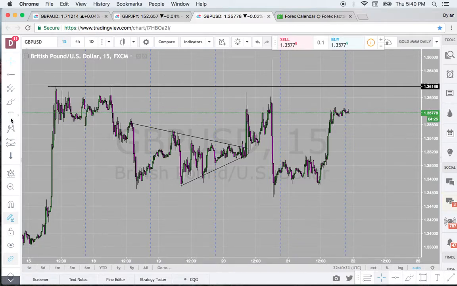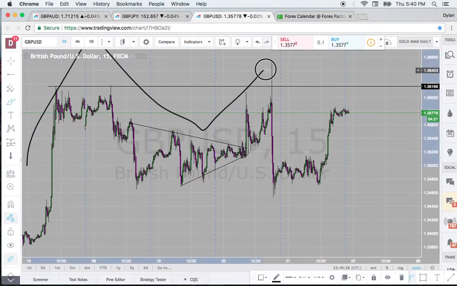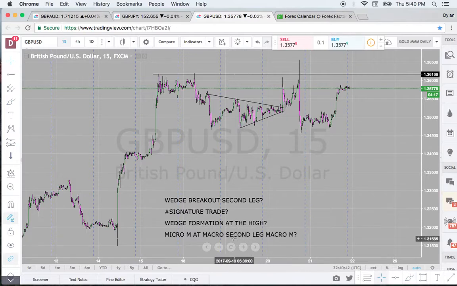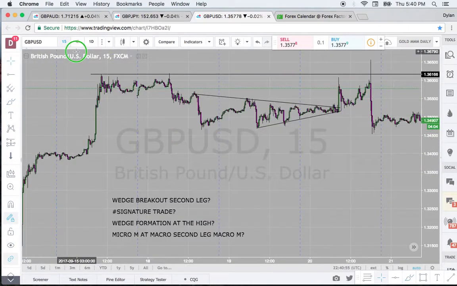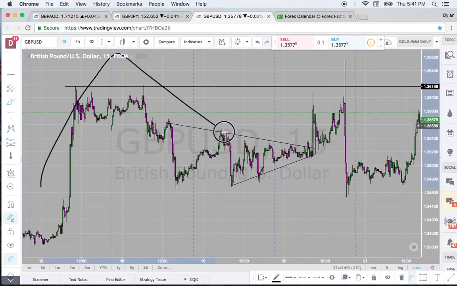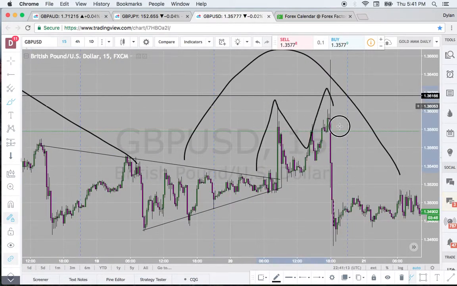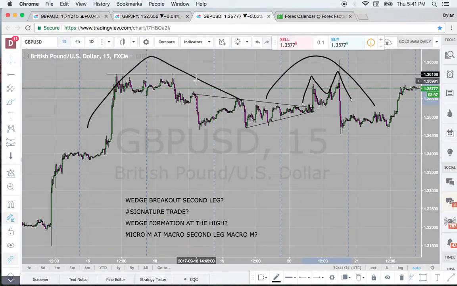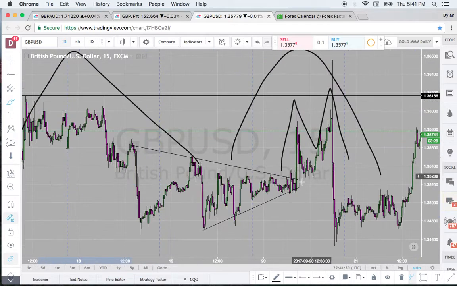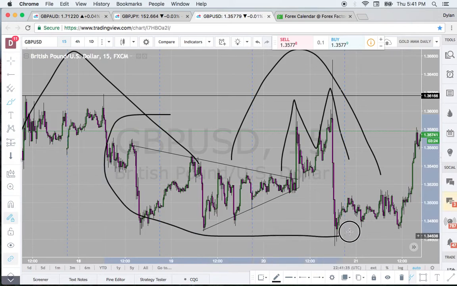So we had the macro M, as I was saying. Second leg macro M. What am I talking about when I say micro M at second leg macro M? Well, here's the first leg of the macro M. And then here's the second leg of the macro M. But that second leg of the macro, inside of it is a micro M, right? And inside of that micro M, inside of all of this micro macro madness, is what we have as our signature trade right here. This right here is our signature trade, played out perfect.